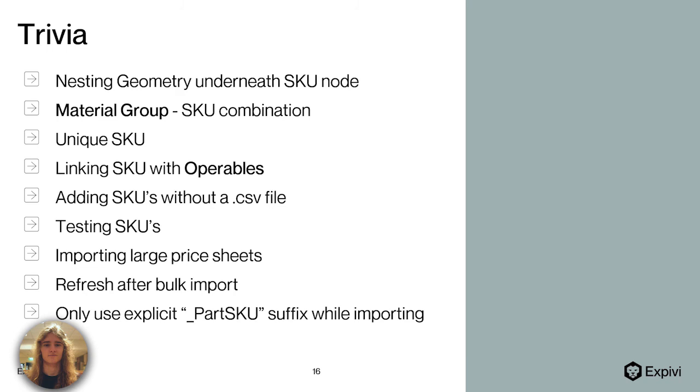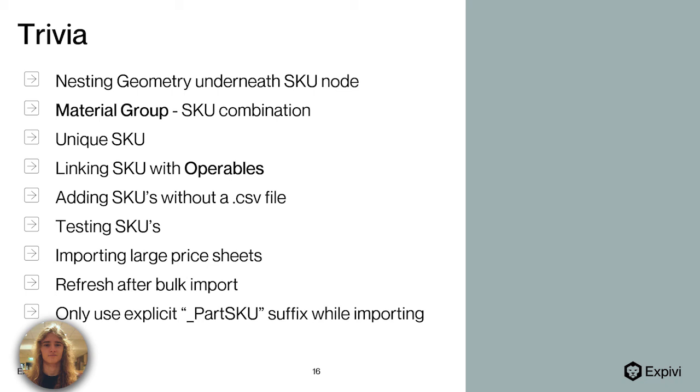So just to conclude the session of today, I want to talk to you about some common practices and additional information in regards to SKU pricing. Nesting geometry underneath the SKU node is very important. If you don't do this, there is a chance that the empty SKU component is not properly deleted when you delete or re-upload a 3D file, which will result in duplicate SKUs, thus double prices.